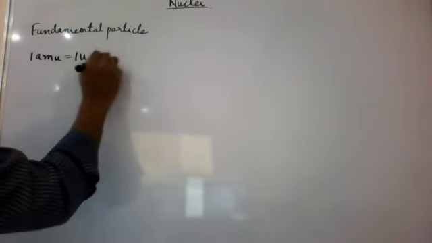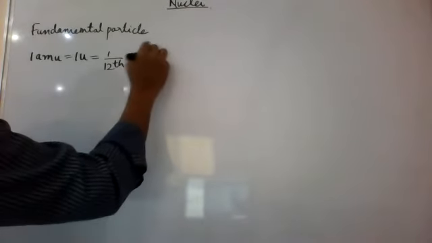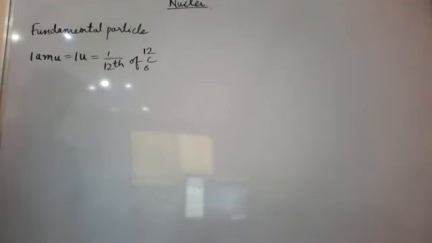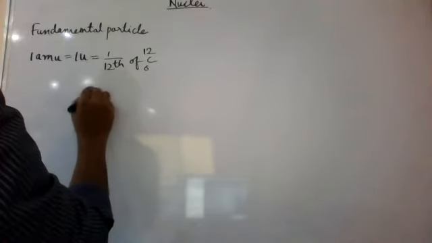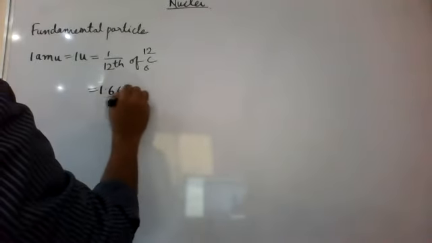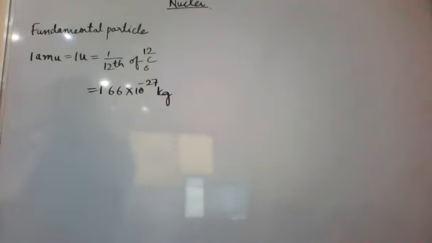One atomic mass unit, or 1 u. It is equal to what? 1/12 of C-12 (carbon 6, 12). So that is said to be one atomic mass unit. The value of one atomic mass unit is found to be 1.66 into 10 to the power of minus 27 kg. This is the mass of one atomic mass unit.